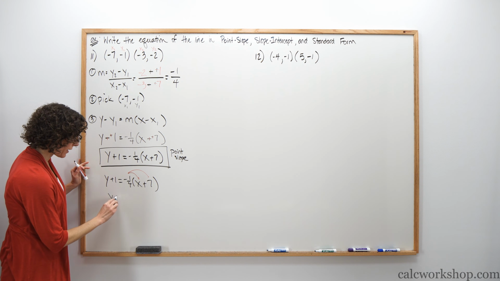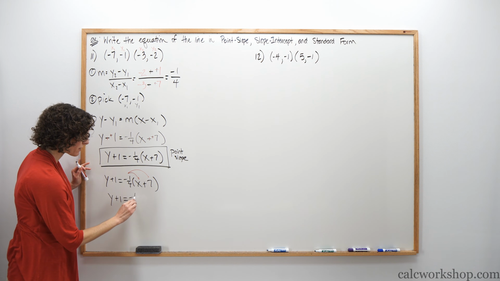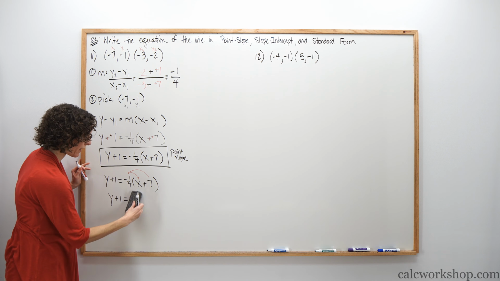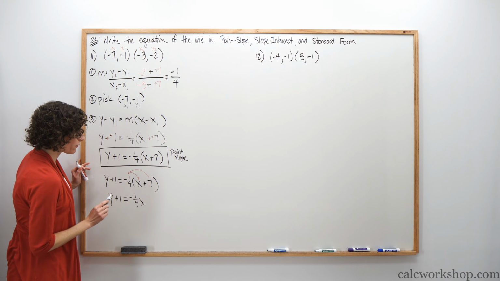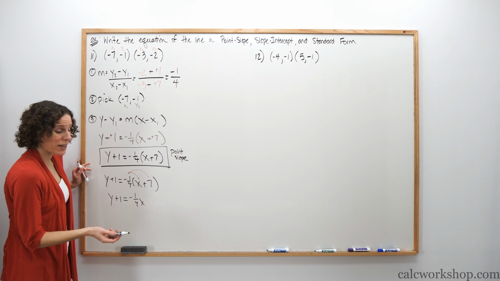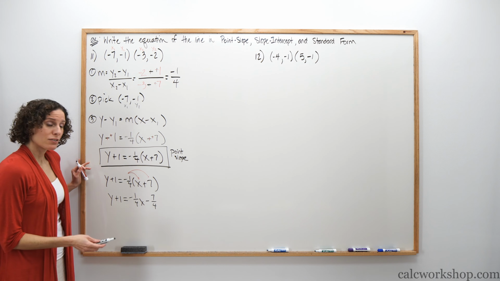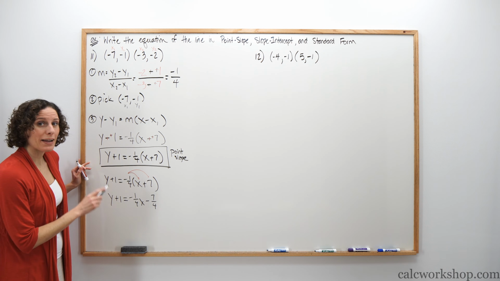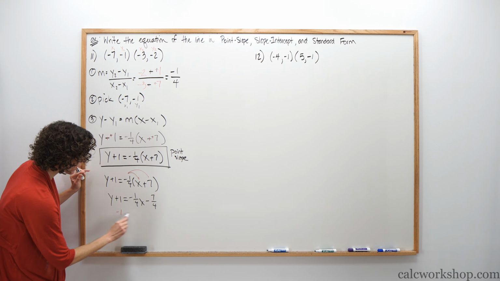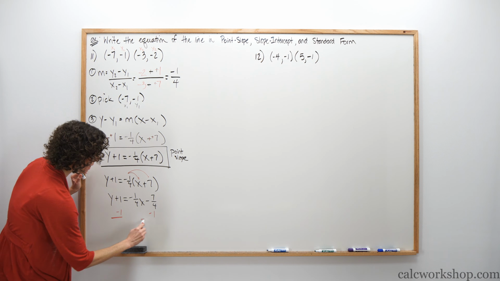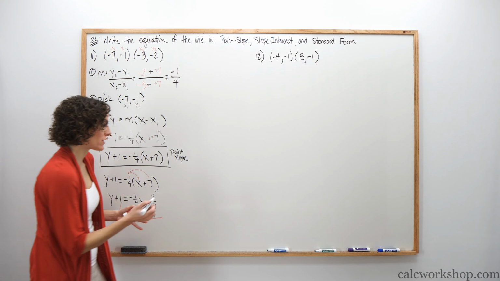So we have y plus 1 equals negative 1/4 times x gives us negative 1/4 x. Negative 1/4 times 7, we multiply the numerators, and we get negative 7/4. So now all we got to do is get y by itself. So we are going to get rid of the 1 by subtracting. So we're going to subtract 1 to the other side. Then this is where things get a little tricky. We have to add fractions.